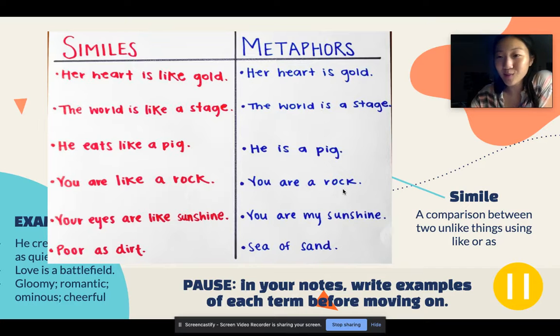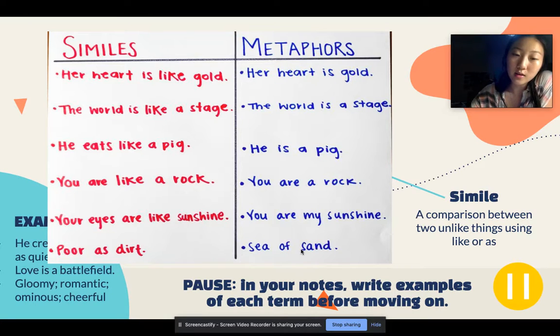And then you are a rock, again, not sure what that means, but it's a metaphor. Your eyes are like sunshine, simile. You are my sunshine, or you are sunshine, is a metaphor. And then poor as dirt, remember, simile is using like or as. So poor as dirt is a simile.